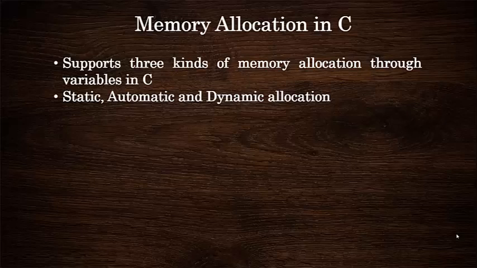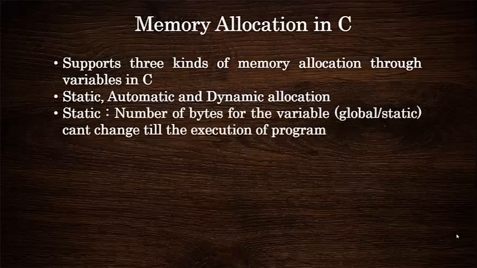When it comes to static allocation, when we declare a variable as a static or a global variable, static allocation is done for that variable. Each variable is allocated some fixed size of memory space. The number of bytes reserved for this variable cannot change during the execution of the program. Until the program finishes executing, the memory space allotted for this static or global variable cannot change.